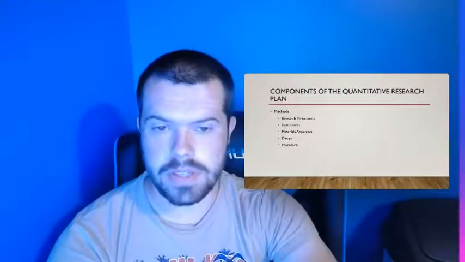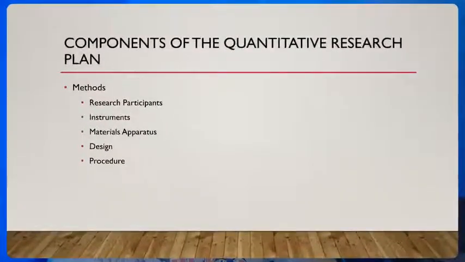Continuing with the components of a quantitative research plan, we then go into a methods section, which includes the research participants, instruments, materials, and the design. So, what's the overall how-to, what you're going to do, and then the procedure, which is a more detailed version of that.